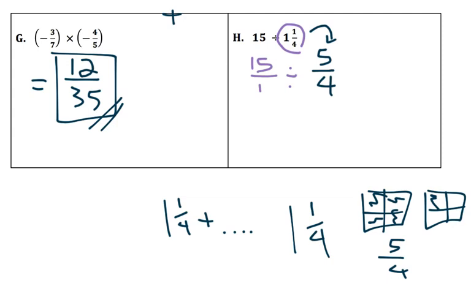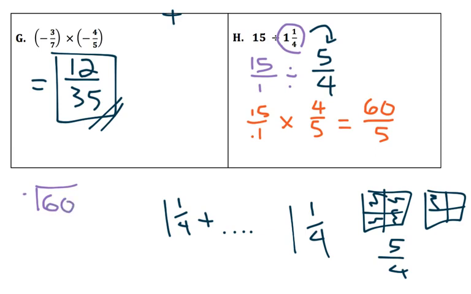Now I can do keep, change, flip. So 15 wholes, and now I change division to multiplication, and I take the inverse of 5/4. Now I can multiply across. 15 times 4 is 60. 1 times 5 is 5. And to simplify that, I can just figure out how many 5's go into 60. If you were to do that division, you should end up getting 12. And that's why the answer to this one is 12.